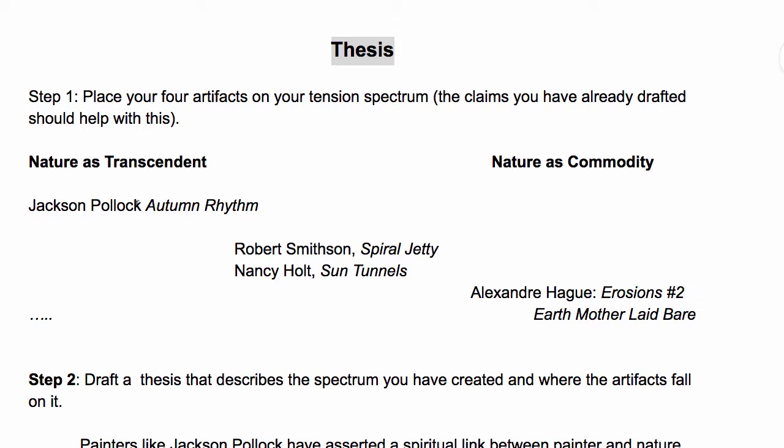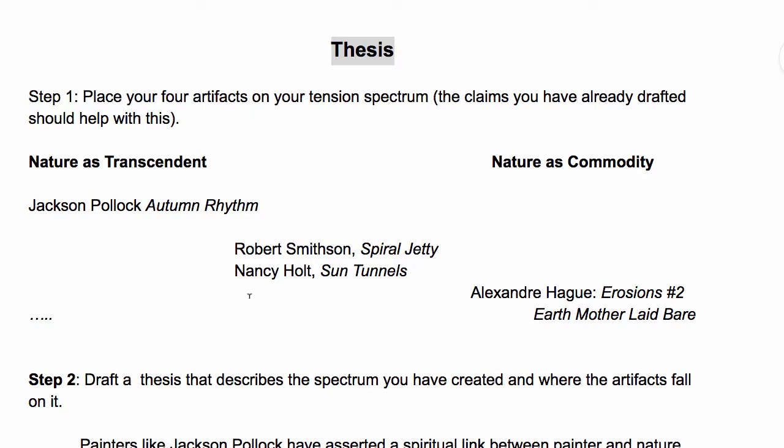So in my case, Pollock's Autumn Rhythm seems all about nature as transcendent, and Alexander Haig's Erosions 2, Earth Mother Laid Bare seems all about nature as a commodity to me. So 2 of my artifacts align with the extreme ends of the spectrum. But in my case, 2 of my artifacts are mixed. They refer to nature as transcendent and to nature as a commodity. They see both happening simultaneously. That, frankly, for me, is one of the things that makes them so interesting. And it involves 2 sculptures created by Robert Smithson and Nancy Holt.